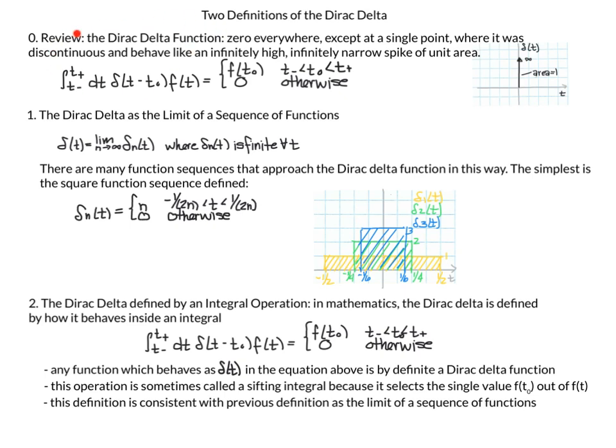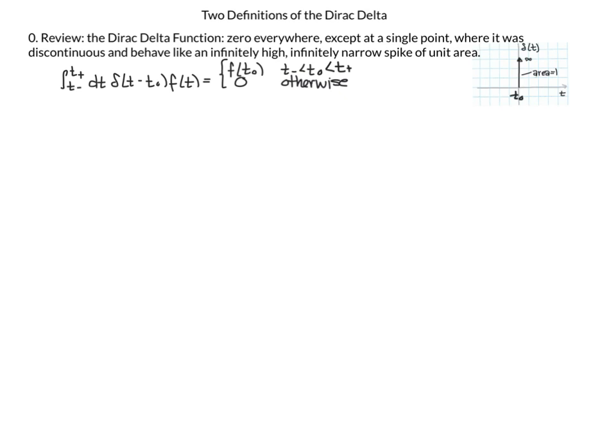Now we'll go back and start by reviewing the Dirac delta function, and go through more detail and more examples. We start with this definition: it's 0 everywhere except at a single point, which we'll designate as t naught. It's discontinuous and behaves like an infinitely high spike, which is why we designate this arrow with an infinity, an infinitely narrow spike of unit area. And here is the integral definition of our Dirac delta function.